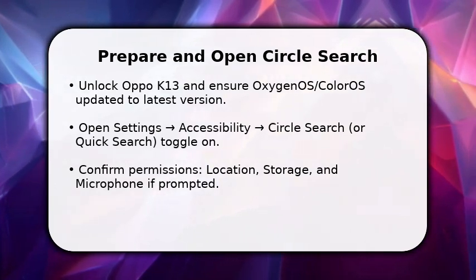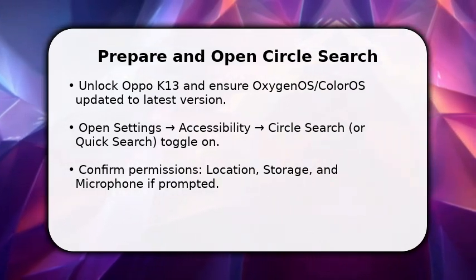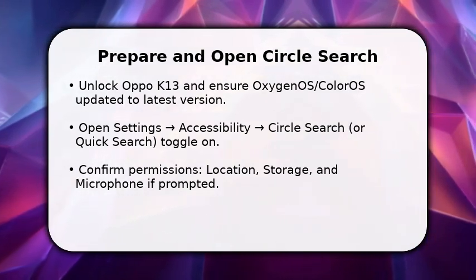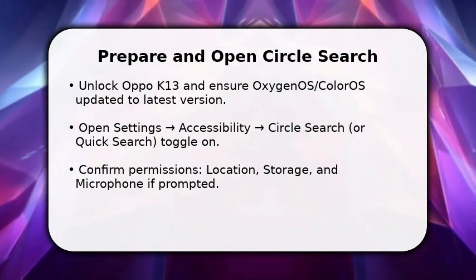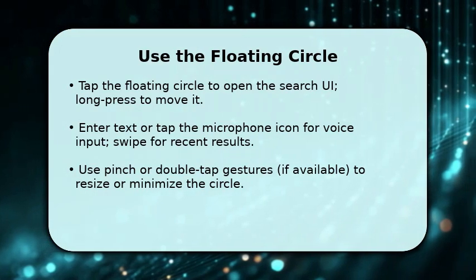Once done, make sure you grant location and storage permissions so results and screenshots work correctly, and microphone if you want voice search. This initial step activates the floating circle and links it to the system search, so you can begin using it immediately. Now interact with the floating circle on screen.